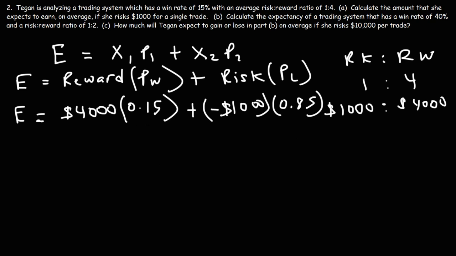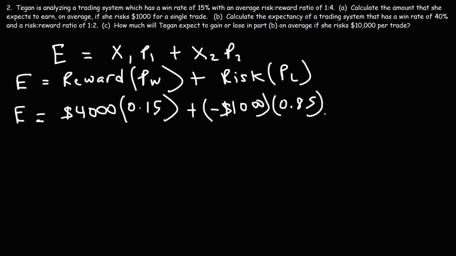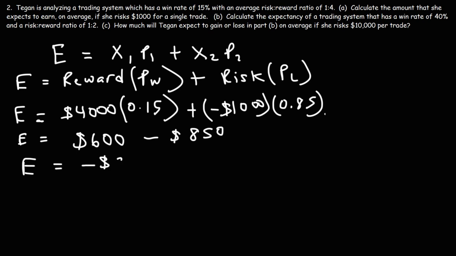The maximum probability is 100%. So 100 minus 15% gives you an 85% chance of losing. So now let's do the math. 4,000 times 0.15 is 600. And then negative 1,000 times 0.85 is negative 850. So the expectancy of this trading system is negative $250.